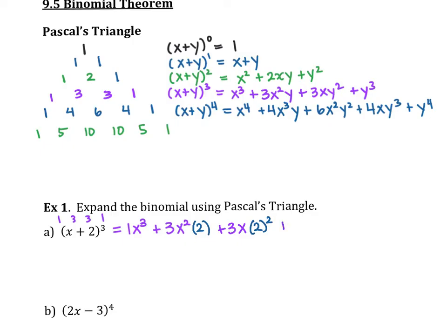For the last term, the coefficient should be 1. The x goes down a degree and it's gone. The 2 goes up a degree, so now it's at 2 to the third. I can't leave it like this. I'm going to simplify this.